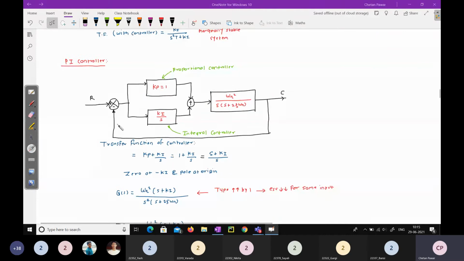The PI controller is a combination of the proportional and the integral controller. So we are using both controllers here in the forward path. If you see the transfer function of the controller, it will be (s + Ki)/s, where Ki is the integral gain. Now if you see this transfer function of the controller, there is one pole at origin and one finite zero at minus Ki.